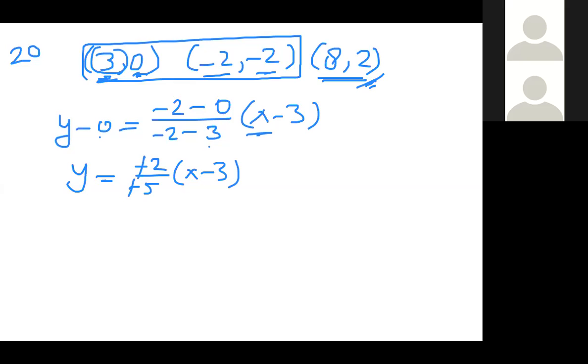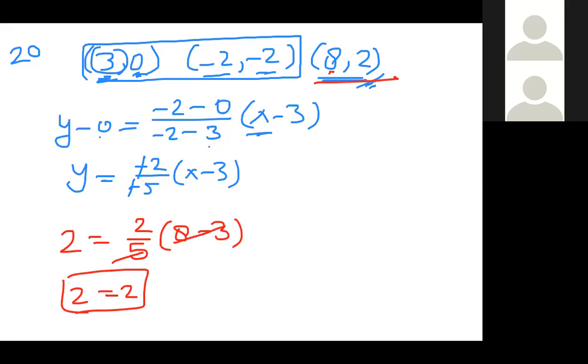So the value of y we need to put as 2. 2 equals 2 upon 5, times x, which is 8 minus 3. 8 minus 3 will be 5, so 5 and 5 will get cancelled. 2 equals 2. This means the third point is satisfying the equation of the line. When it is satisfying, that means it lies on the line. If it is not satisfying, it is not lying on the line.